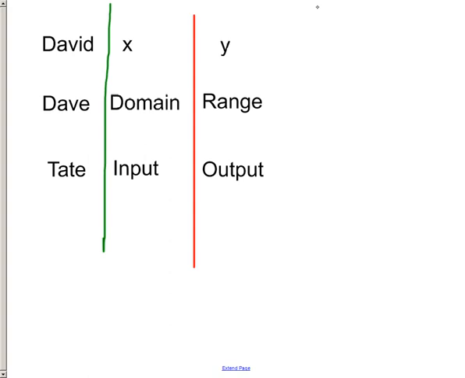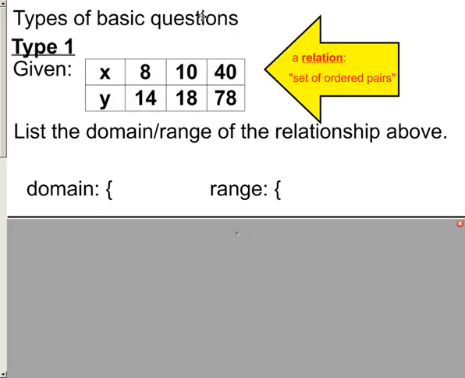Now, there are different types of questions that they're going to give us. One of the important things that we need to go over is they will throw out this term relation a lot. And you know what it is? It's a set of ordered pairs. See here, we've got 3 ordered pairs. We've got 8, 14, because this 8 is bound together with the 14. We've got this 10, 18 right here, because they're bound together as an ordered pair, and 40, 78.